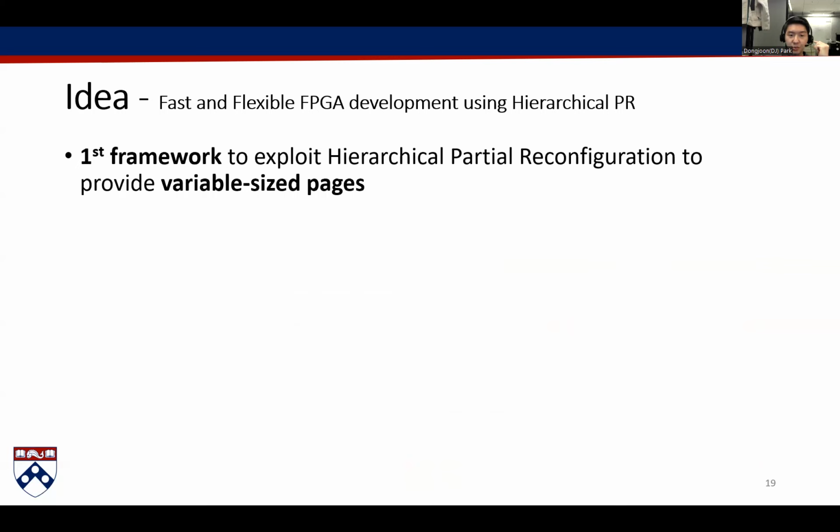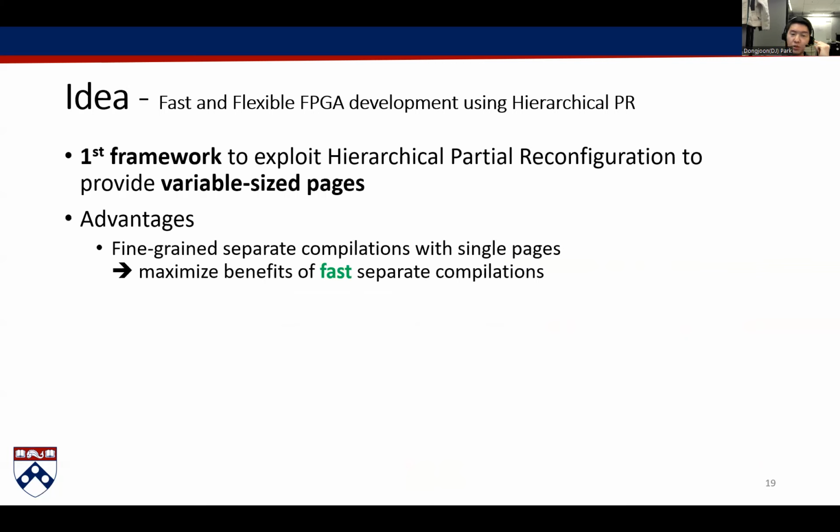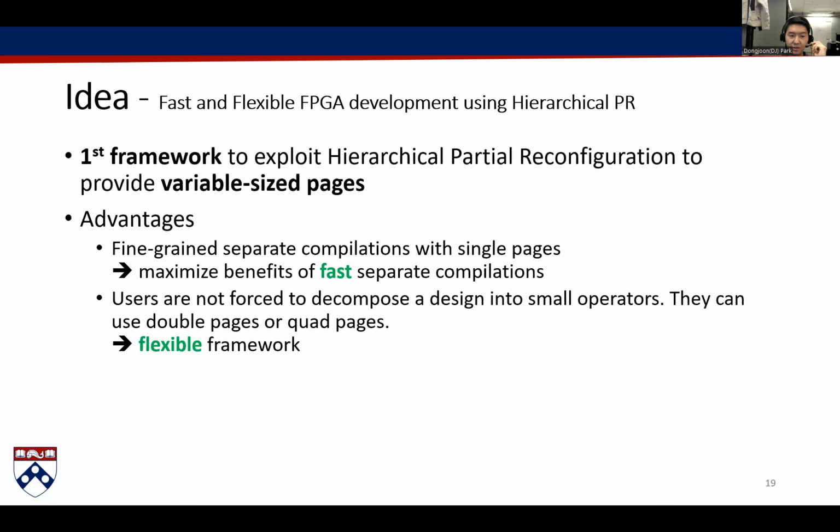This is the first framework to exploit hierarchical partial configuration to provide variable size pages like double or quad. We can achieve fine-grained separate compilation with the single pages, if you remember the case on the left. That maximizes the benefit of fast separate compilation. But at the same time, users are not forced to decompose their design into small operators because now they can use double or quad pages. So this is a flexible framework. If you remember the title of this presentation, it's fast and flexible FPGA development, and this is why.